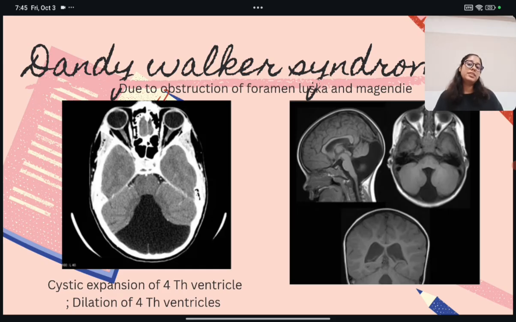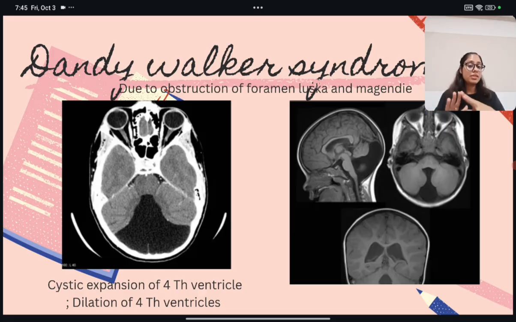The second reason is Dandy-Walker syndrome. Dandy-Walker syndrome is because of the obstruction in the foramen of Luschka and foramen of Magendie. These two foramens are present in the fourth ventricle. Now, the fourth ventricle is in the form of a diamond. It has two openings, and behind the fourth ventricle we have the cerebellum. If there is obstruction in these two openings, the whole CSF will be accumulated in the fourth ventricle, and it will also go into the cerebellum area.